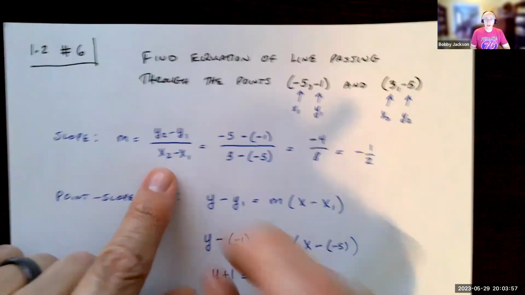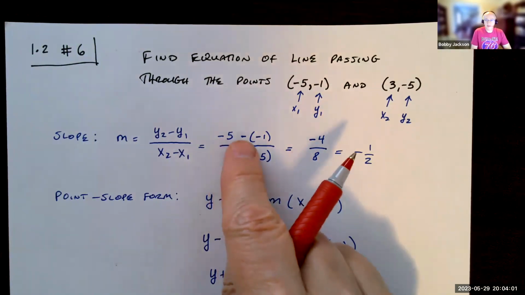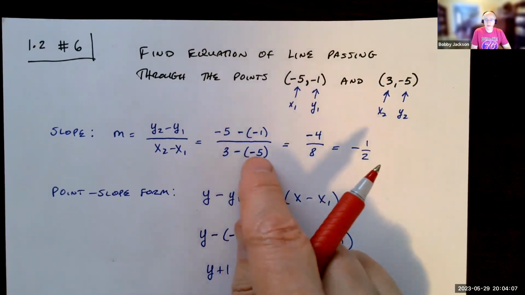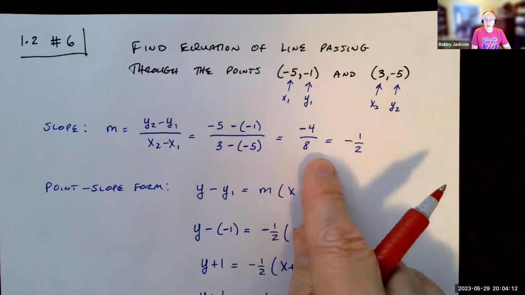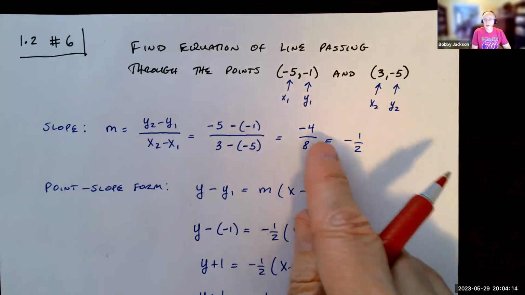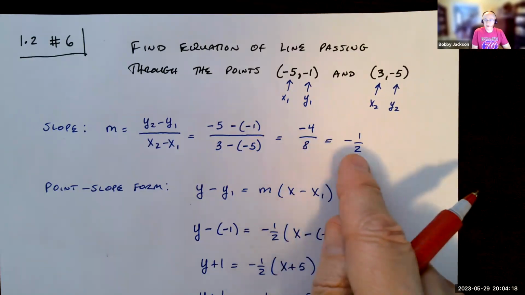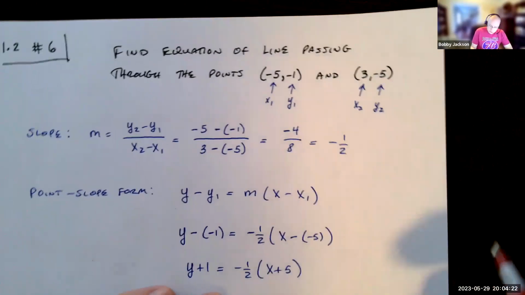And I go ahead and plug those in. Be real careful when you do the subtraction here. -5 minus a -1 becomes -5 plus 1, which is -4. And 3 minus a -5 becomes 3 plus 5, or 8. So just be careful with that. We get -4/8, which you should simplify down. It's going to be a negative number. Negative divided by positive, -4/8 is -1/2. There's your slope.